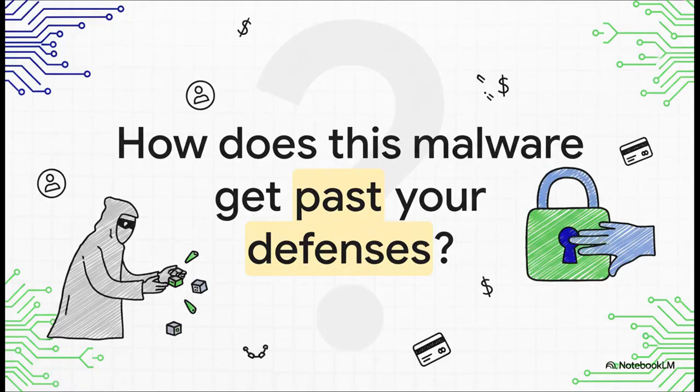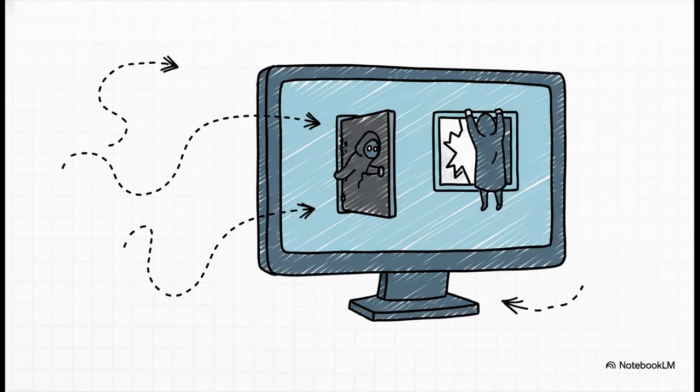And that leads to a really important question. You're probably thinking, wait, I have antivirus software. I have a firewall. So how on earth does this malware get past all of your defenses? Well, the answer is something called an attack vector. It sounds technical, but really it's just a fancy term for a pathway into your system. Just think of it like an unlocked digital window, or a door that's been left ajar. It's the one little opening the thief needs to get inside.